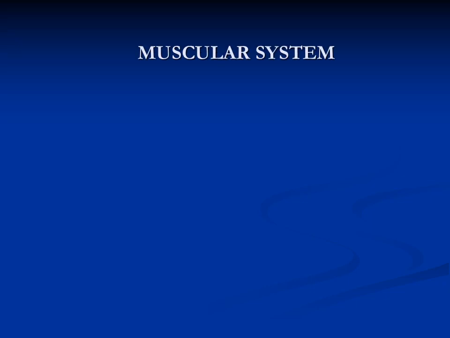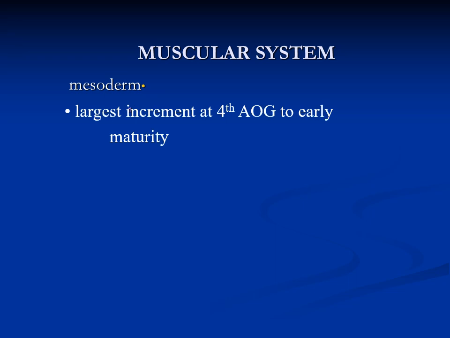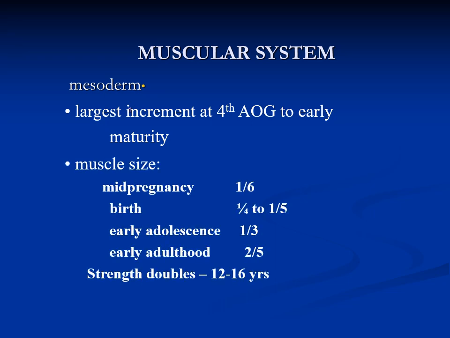Now, let's discuss the development of specific organ systems. The muscular system is derived from the mesoderm. The largest terminal increment occurred during 4th month age of gestation onwards. The muscle mass is about 1/6 of the total muscle mass during mid-pregnancy and increases until early adulthood. This is the reason why there is a rapid increase in the abdominal circumference of the pregnant women starting at 4th month age of gestation. The strength doubles at 12 to 16 years old.